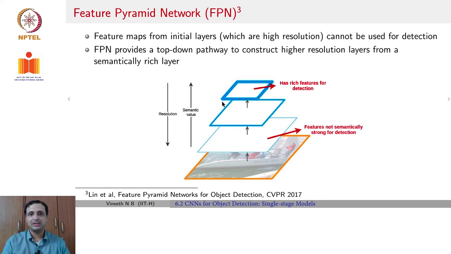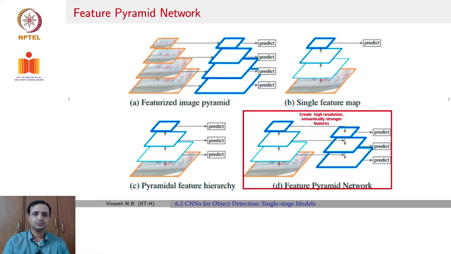So we are caught with this dilemma where the lower resolution feature maps have richer features for detection, whereas the higher resolution is in these initial feature maps. How do we bridge this gap is what the feature pyramid network tries to do. So here is a visualization of how a feature pyramid network attempts to bridge this gap.